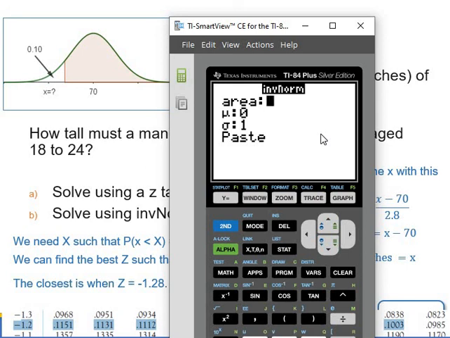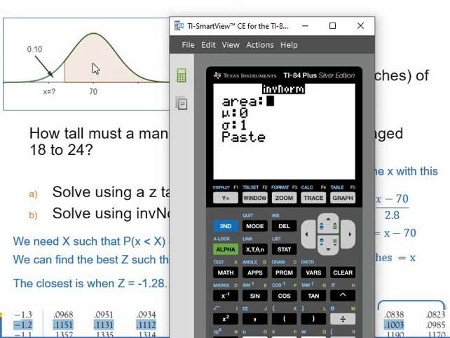You put these numbers in order if you don't get this menu, but the first value we enter is the area to the left. The Texas Instruments calculator is set up to where it has to be the area to the left. If you know the area to the right, you're going to have to subtract from 1 to figure out the area on the left.